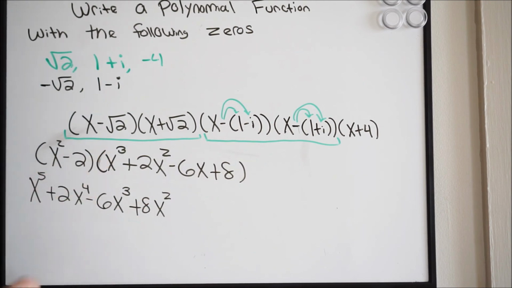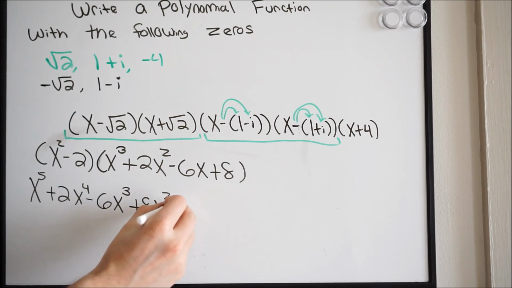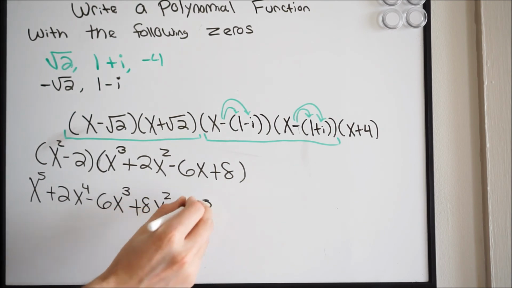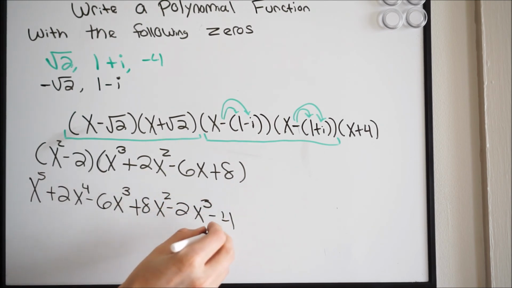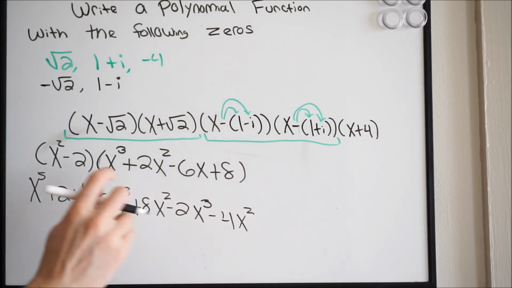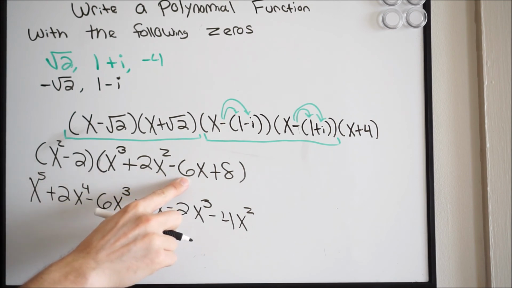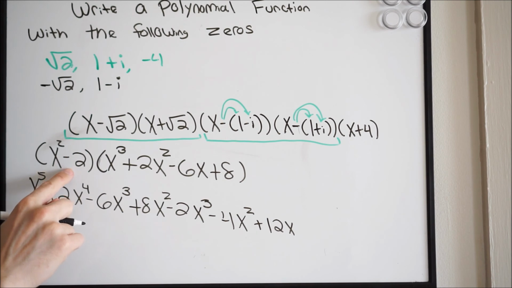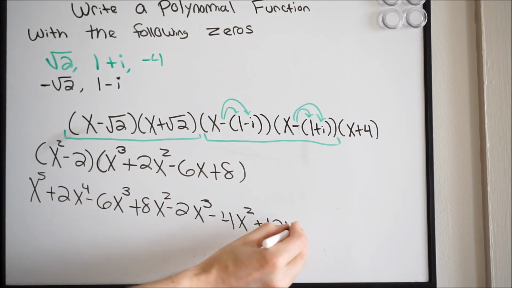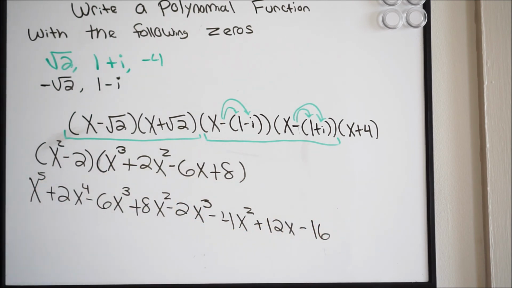Moving on, negative 2 times x cubed, negative 2x cubed. This will be negative 4x squared. Okay, that will be positive 12x. And this will be negative 16. Alright. Almost done. Okay, let's just combine our like terms now.